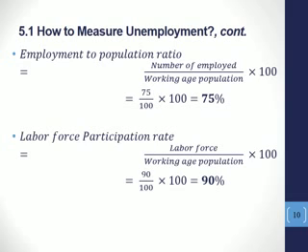Of course, you can notice here that the labor force participation rate is 90%, while the employment to population ratio is 75%. So labor force participation rate is higher than employment to population ratio. What is the reason for that? Of course, the reason is that labor force participation rate includes labor force. Labor force in itself includes employed and unemployed, whereas employment to population ratio takes into account only those who are employed.